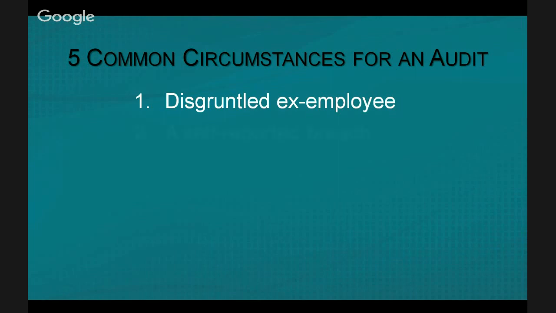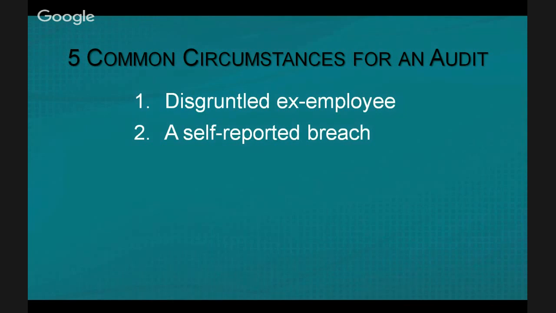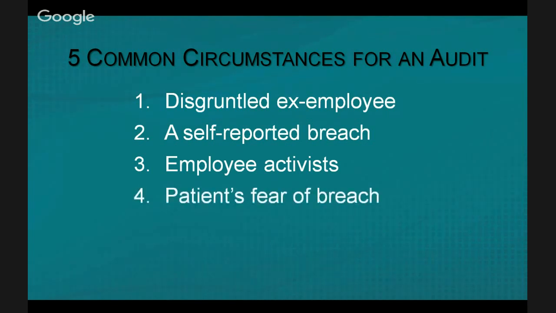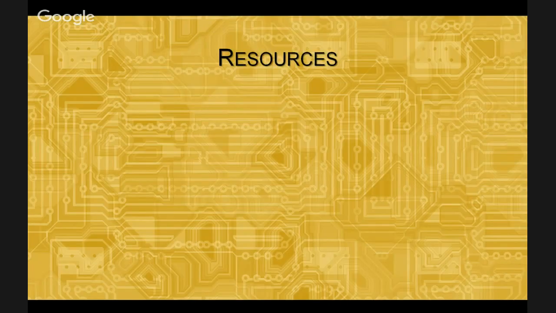Number 2, a self-reported breach. As I've mentioned before, this is actually required by HHS. You're required by law to report your breaches. Employee activists may anonymously contact the OCR, and there's a hotline number for that. Patients' belief that their information has been breached, or they believe someone else's information is in jeopardy. And then the fifth is just a random OCR visit, and we talked a little bit about why that is the case.